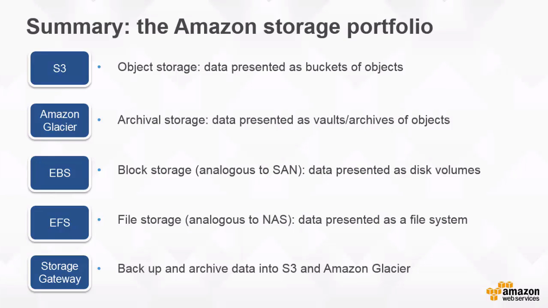We have Amazon EBS, which is our block storage solution, which is analogous to a storage area network. So this is the lowest latency access from a single EC2 instance. We have Amazon EFS, which is a file storage, analogous to a network attached storage, in which data is presented as a file system. And this is a shared low latency access from multiple EC2 instances. And finally, the AWS Storage Gateway, which is a backup and archive of data into S3 and data from an on-premises system.